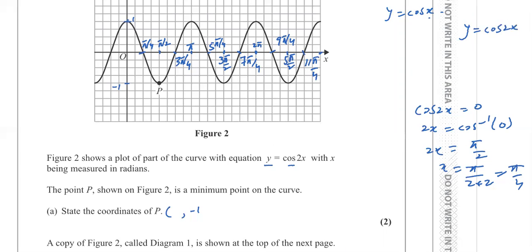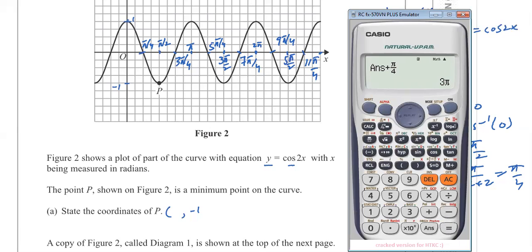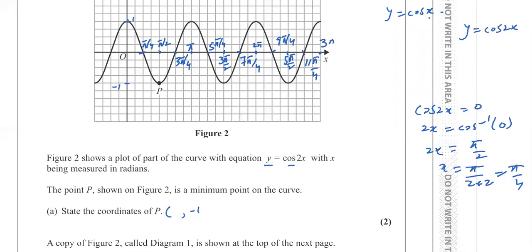And then adding another pi by 4, this is 3 pi. This graph is actually from 0 to 3 pi, we can say. So look at the coordinate of P. Easily we can say this coordinate is pi by 2. So coordinate of P is pi by 2, -1.